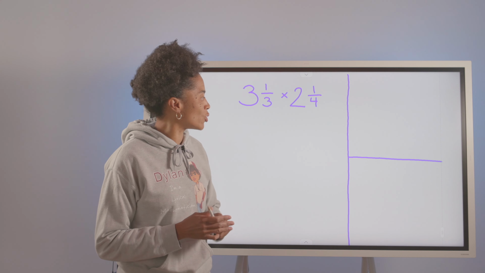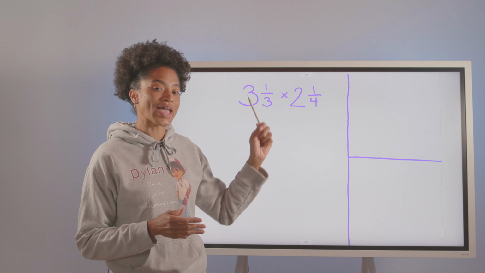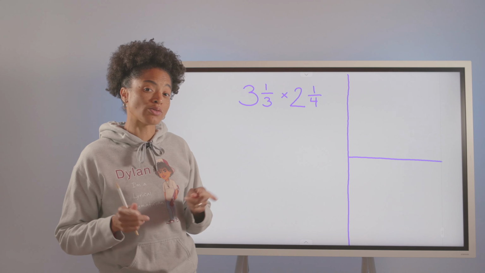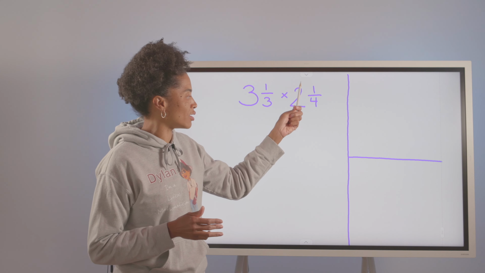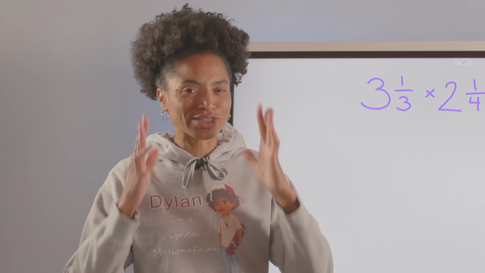2 1/4 would be 2 whole pieces with another whole piece split into fourths, but we're only using one of those 4 pieces. All right, so visualize that. We want to change these mixed number fractions to what we call improper fractions. What is an improper fraction? An improper fraction is when you have a numerator greater than a denominator. Let me give you an example. 10 thirds would be considered an improper fraction.